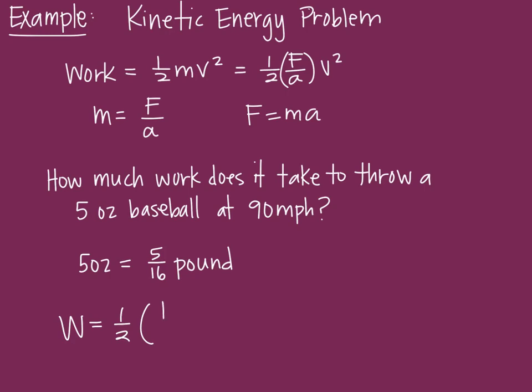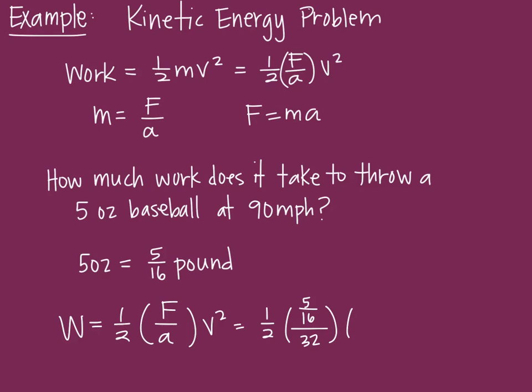So F over A times V squared. F is measured in pounds. Look back at your units, we wrote them down. We know the pounds are 5/16. Acceleration, A, is the acceleration due to gravity, 32. And we know velocity is 90.